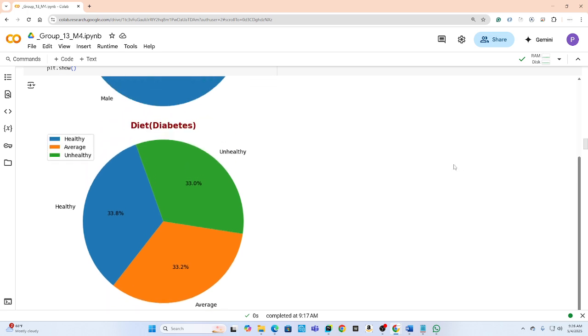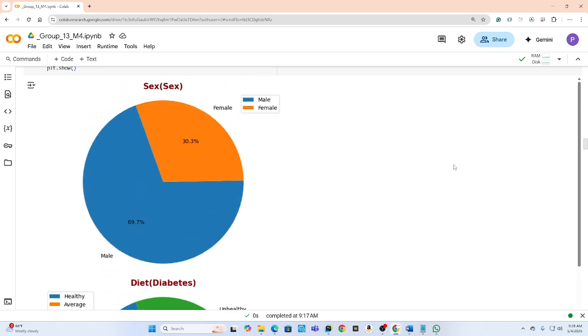Now we see that our pie chart illustrates the distribution of categorical values. Let's take for example male and female. On the sex part, it shows that the proportion of male data is 69% male and 30% female.